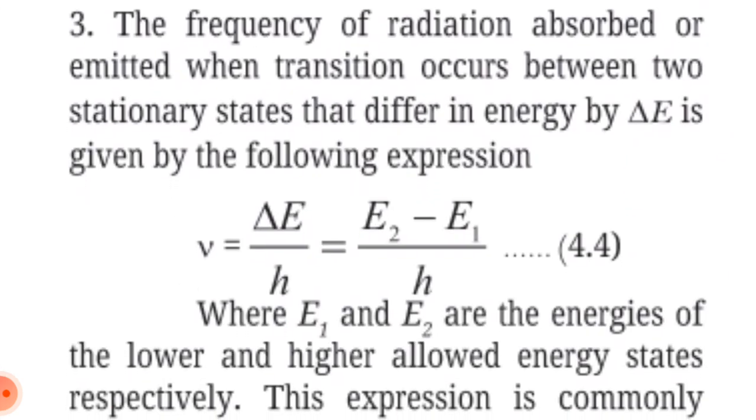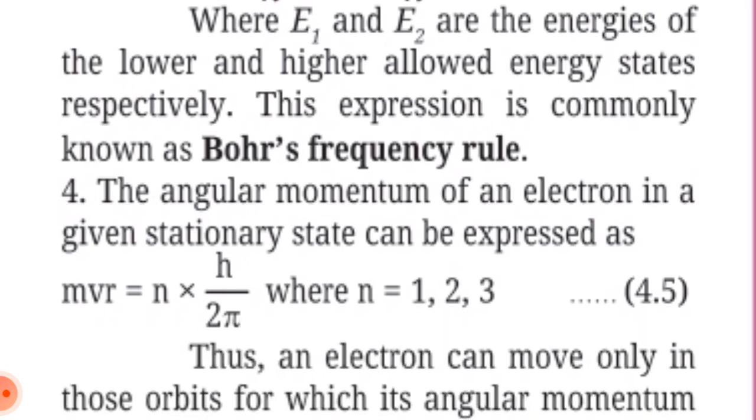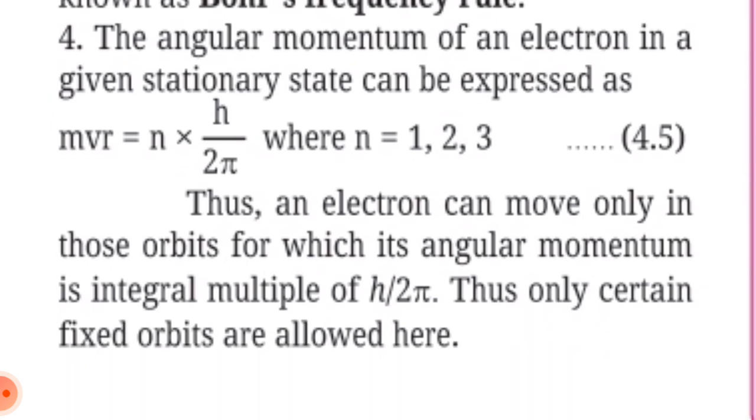Third, the frequency of radiation absorbed or emitted when a transition occurs between two stationary states that differ in energy by delta E is given by the following expression. Nu is equal to delta E upon h, which is equal to E2 minus E1 upon h, where E1 and E2 are the energies of the lower and higher allowed energy states respectively. This expression is commonly known as the Bohr frequency rule.